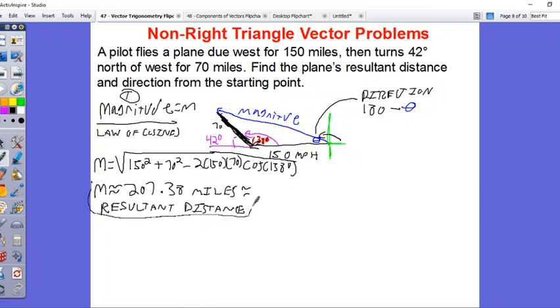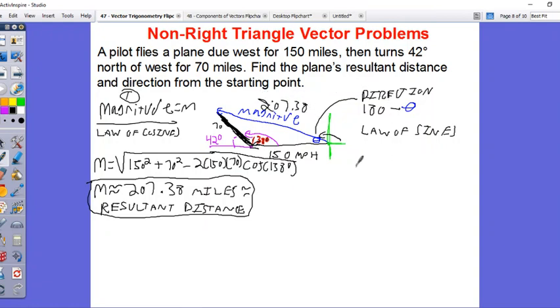From here, we can find our direction. And our direction is going to be, remember, 180 minus theta. So now we can find theta. To find the direction, we can use the law of sines. Now we know the magnitude is 207.38.